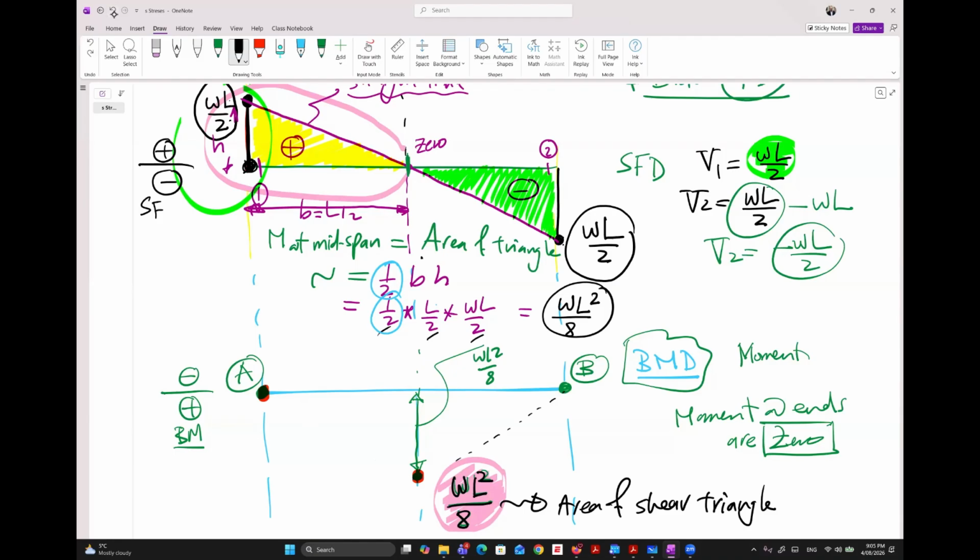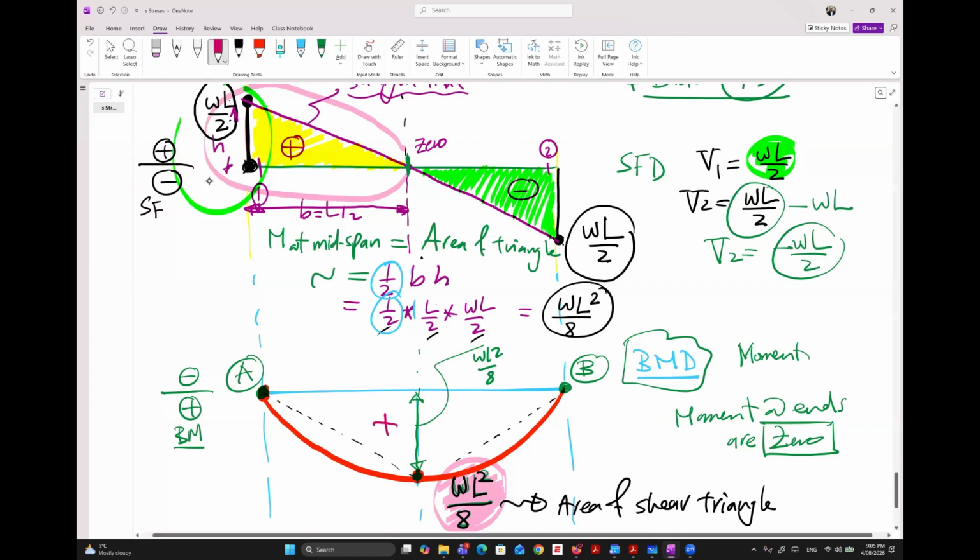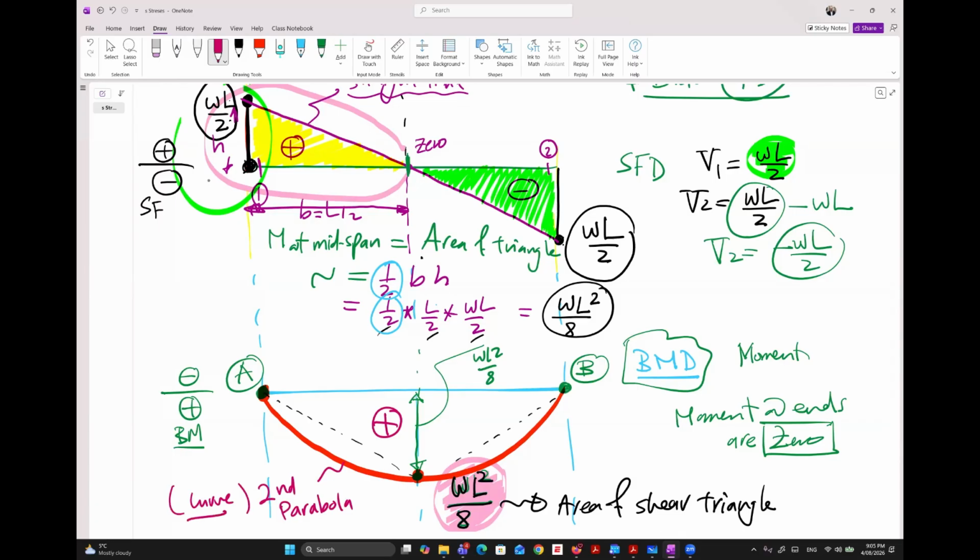So this is the diagram for bending moment. This is a positive bending moment, and this is a parabolic, second degree parabola or a curve. Okay. So now, as you can see, this is the bending moment diagram.